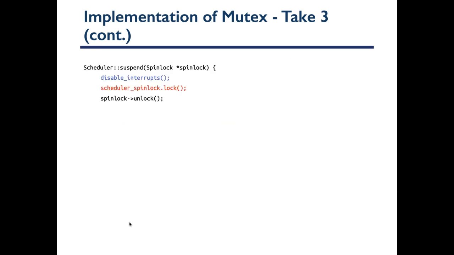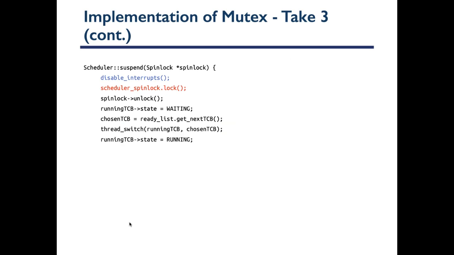Now, here we disable interrupts, we acquire the lock of the scheduler. We now at this point release or unlock the spin lock that was passed to us, which would belong to the mutex. And we proceed to suspending the thread that called us. So basically the state of the running TCB becomes waiting. We choose a new thread and we switch to that new thread.